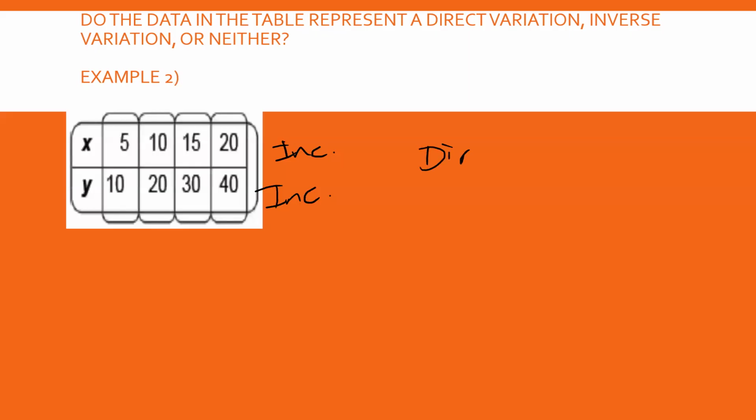It leads us to direct variation. Okay, so we're going to be checking for direct variation. When we're checking for direct variation, our k is what? Our k is y divided by x. So we need to check to see if we divide all y's by the x, do they produce the same answer?